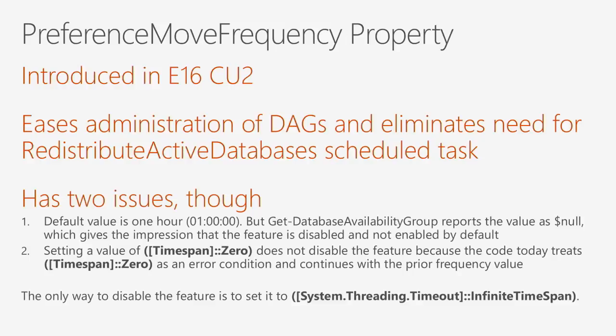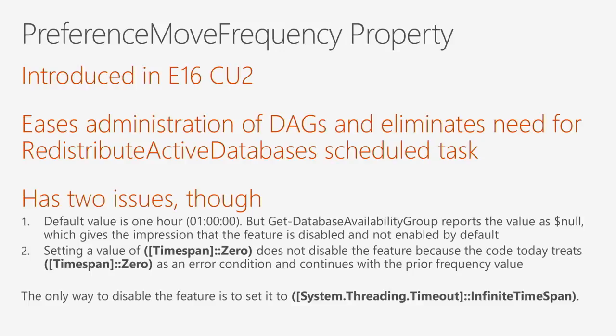But we've done away with the scheduled task. With CU2, we now have the preference move frequency property, and this is how frequently you want the DAG to look at the activation preference of the databases and do a rebalancing. Now, this does have a couple of issues, though. The default value is 1 hour, but if you do Get-DatabaseAvailabilityGroup, it's going to report the value as null. That's something that we're fixing.